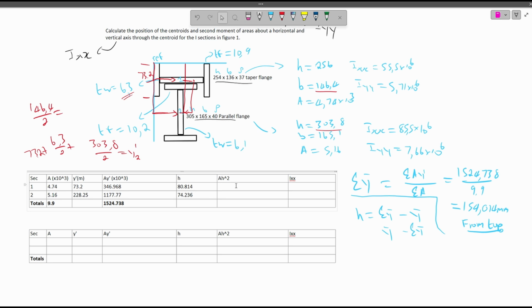Then here, when you get to this point, use the full area, including the 10 to the 6. So we have 4.74 times 10 cubed, and this is your h, 80.814 squared, and then you get your answer. Same for here.